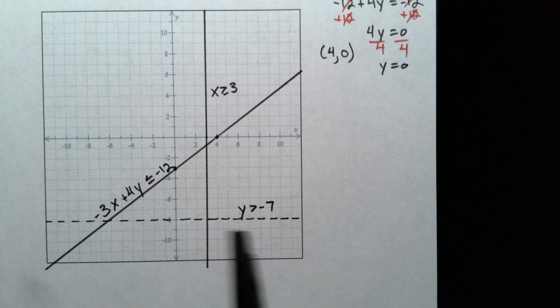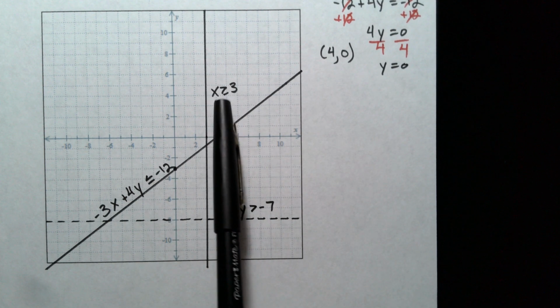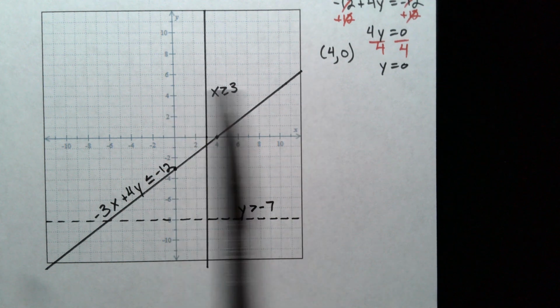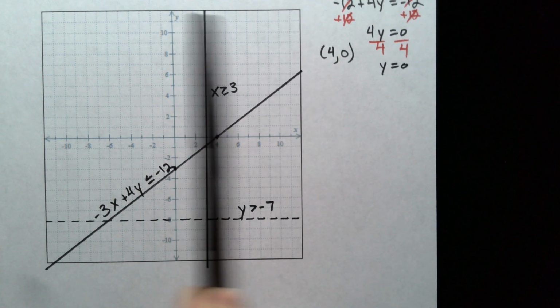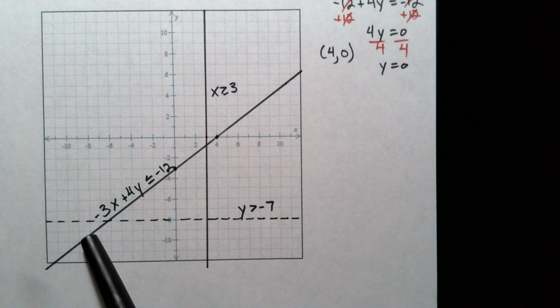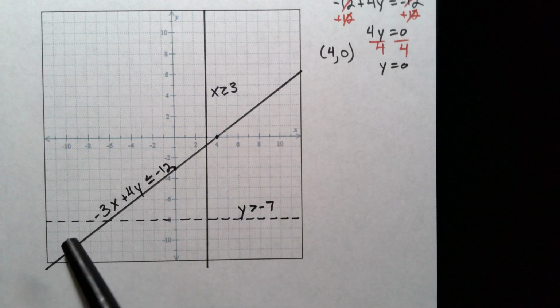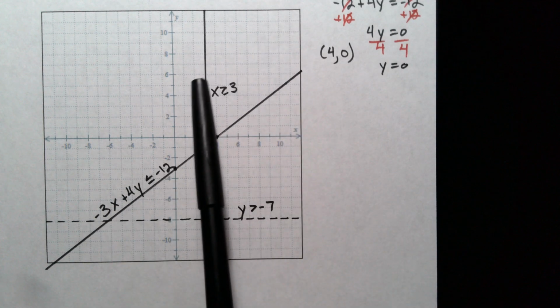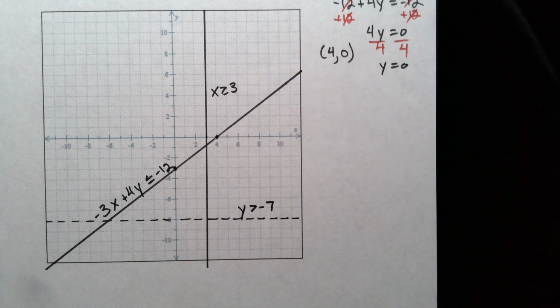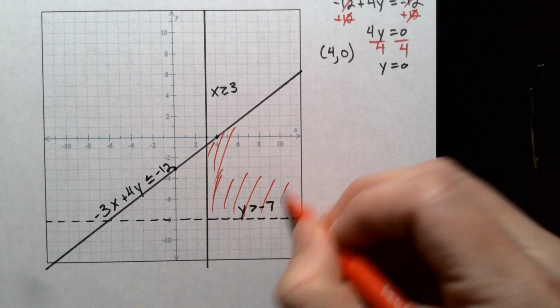So here's the dotted line. It says y is greater than negative 7. So that means above this line, all right? This says greater than 3. So greater than this line would be to the right. So above this line and to the right of this line. So that's this region. But what about this one? This says it needs to be less than or equal to negative 12. So below. So below this line, right of this line, and above that line means this is the region that I'm graphing.